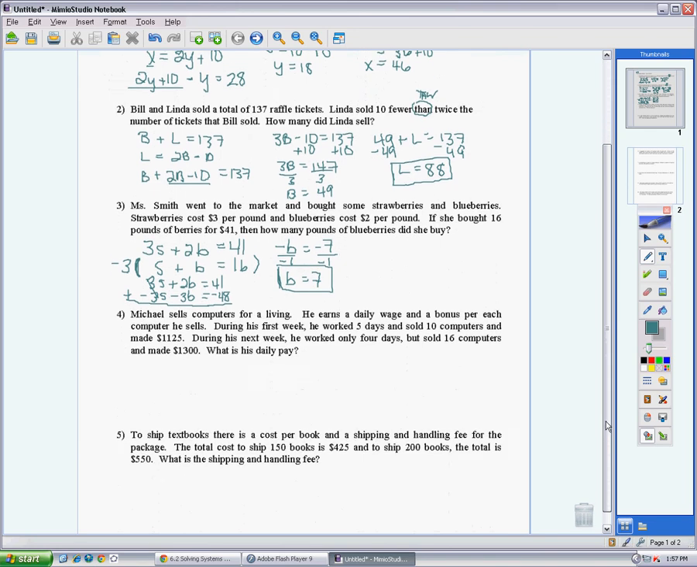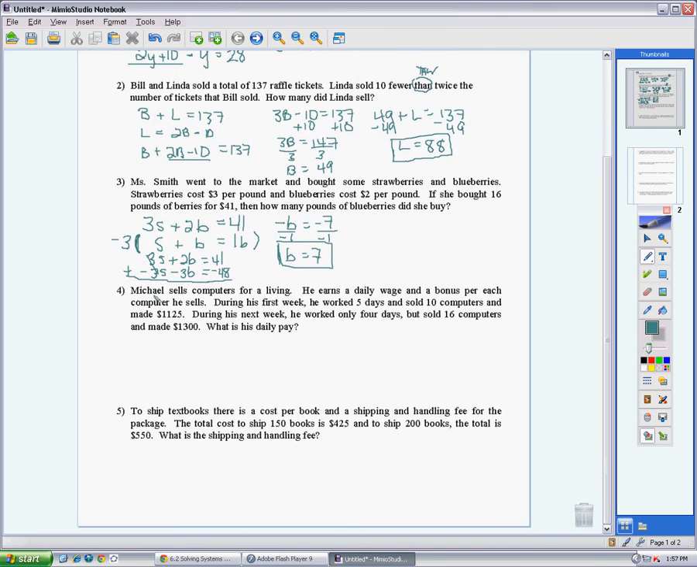Number 4. Michael sells computers for a living. He earns a daily wage and a bonus for each computer he sells. During his first week, he worked 5 days and sold 10 computers and made $1,125. During the next week, he worked only 4 days but sold 16 computers and made $1,300. What's his daily pay?